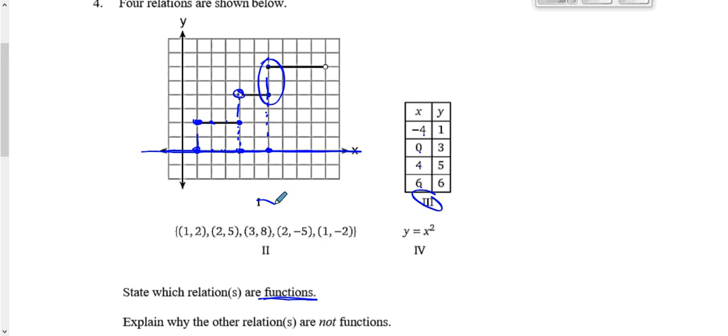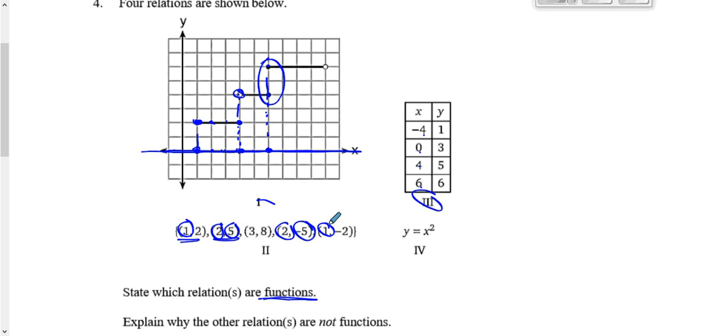Let's look at 3. That's not a function because the 2's repeat. What's the input here? 1. What's the input here? 2. You get the idea? So I got a 1 with a 2, 2 with a 3, 3 with an 8. Oh, wait a minute. Here's a 2 with a 5, and a 2 outputting negative 5, isn't it? Okay, thank you. So that's not a function. But it still has 1 and negative 2, and that also violates it too, right?